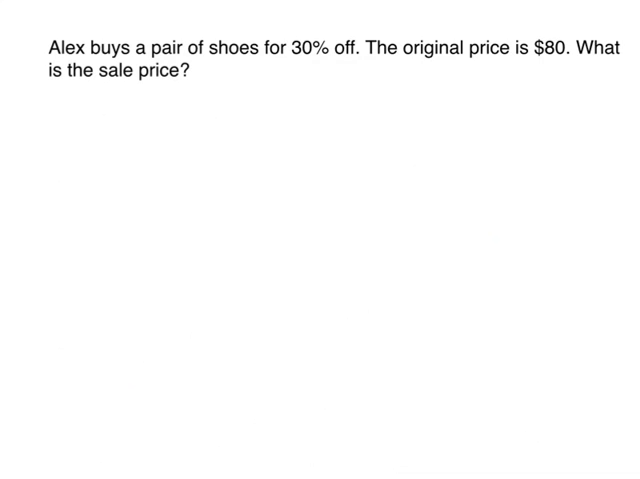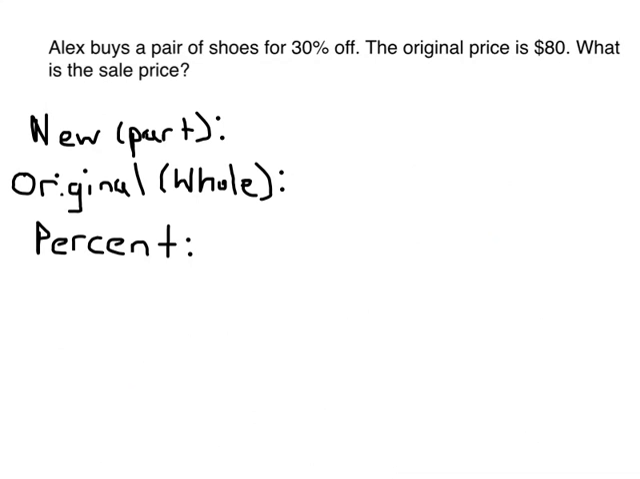Alex buys a pair of shoes for 30% off. The original price is $80. What is the sale price? First, let's think about what we know. We don't know the sale price, or the new price. That's our unknown. What was the original price? The original price is $80. That's our whole. That's 100% of the original total.